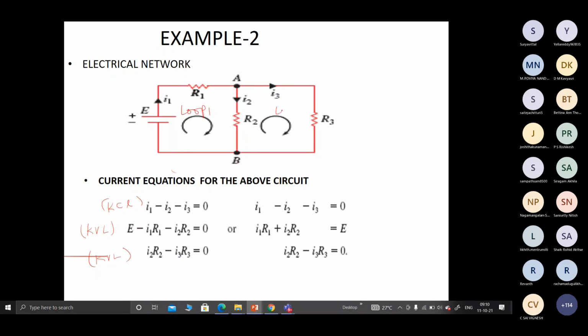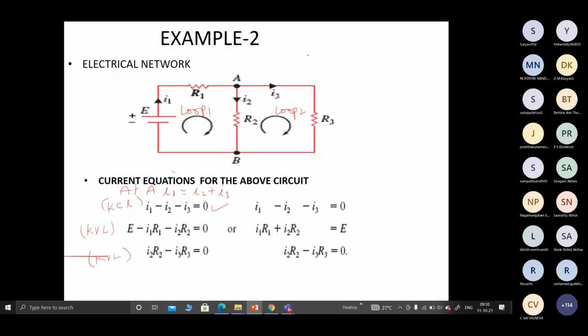Sir, I didn't understand why I2 and I3 are negative. No, what is the equation? You tell me. At node A, tell me what is the current entering? Only I1 is entering. What is leaving equal to? I2 plus I3, no? So if you take them to the left hand side, I1 minus I2 minus I3 equals 0. That's the first equation.